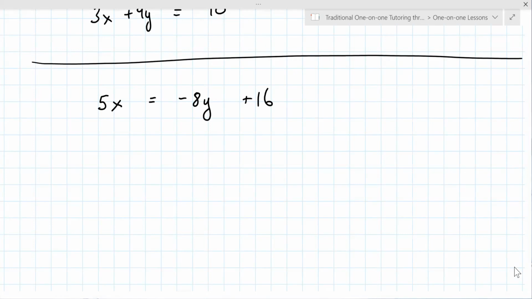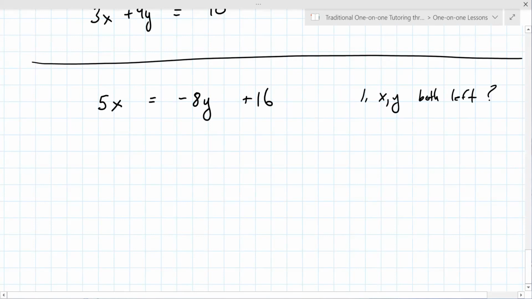Okay, let's look at number 1. Are x and y both left of the equal sign? Well, we need to switch it. Negative 8 makes it a positive, and 5 is a negative. We have to move it this time.